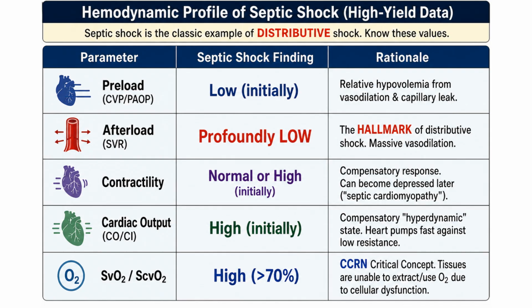The SvO2, or mixed venous oxygen saturation, is also HIGH. This is because even though oxygen delivery is high, the cells are so sick they can't use the oxygen properly. So a lot of oxygen returns to the heart unused. Low SVR, high CO, high SvO2. That is classic septic shock.